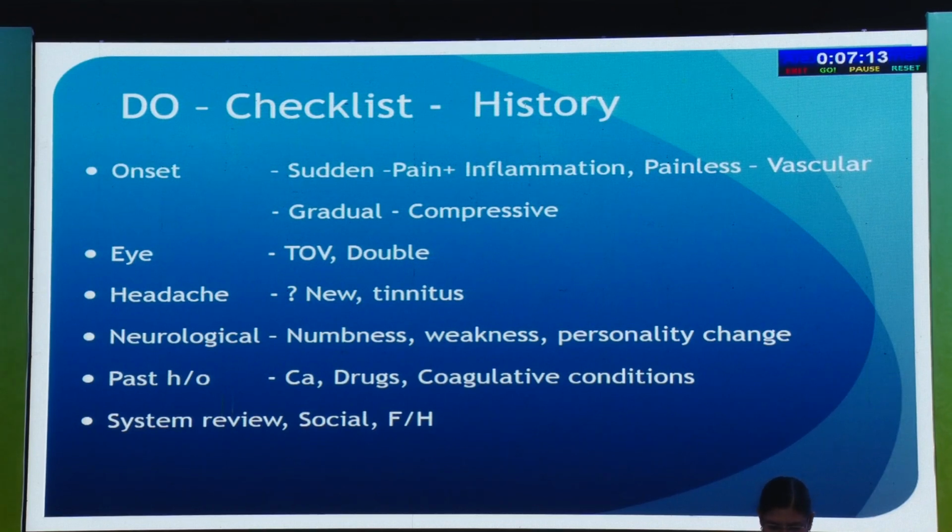So you just mentioned, you asked for the sudden onset of blurring. With pain, you think of inflammation, but if it's painless, you think of vascular. Gradual, you think of a compressive lesion. And of course, other things like numbness, suggestive of demyelination, history of malignancy, drugs, coagulative disorders, all these are extremely important, not in our usual ophthalmology case.